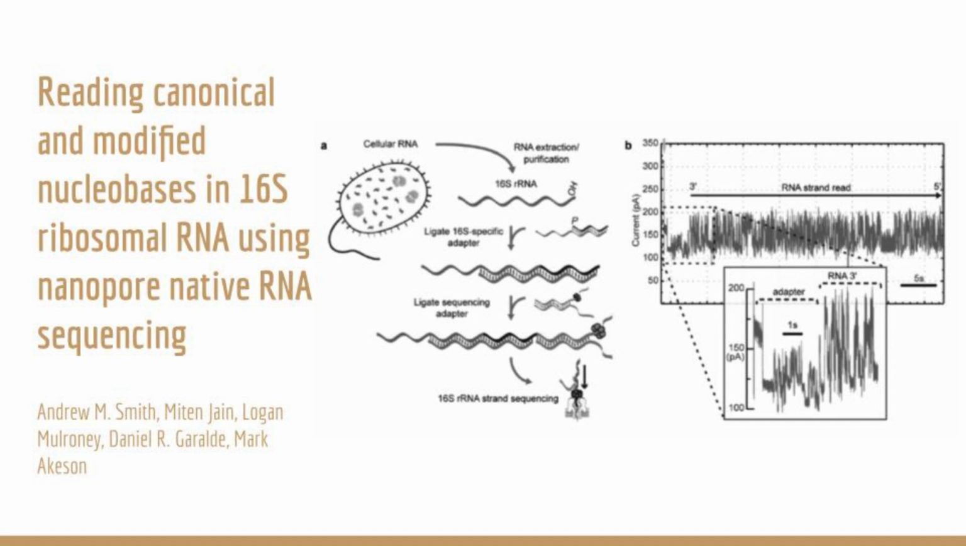Upon capture of the 3' end of the adapted 16S ribosomal RNA, the ionic current transitions from an open channel to a series of discrete segments characteristic of these adapters. This is followed by ionic current segments corresponding to base-by-base translocation of the 16S ribosomal RNA, and according to Smith, this trace is representative of thousands of reads collected for individual 16S ribosomal RNA strands from E. coli.